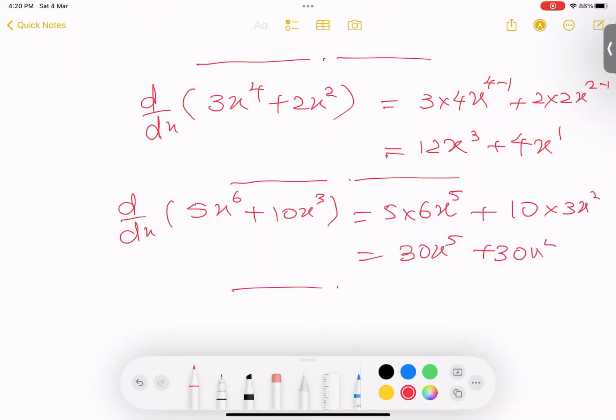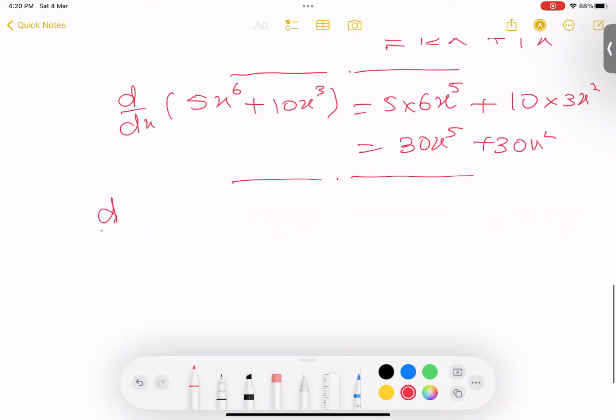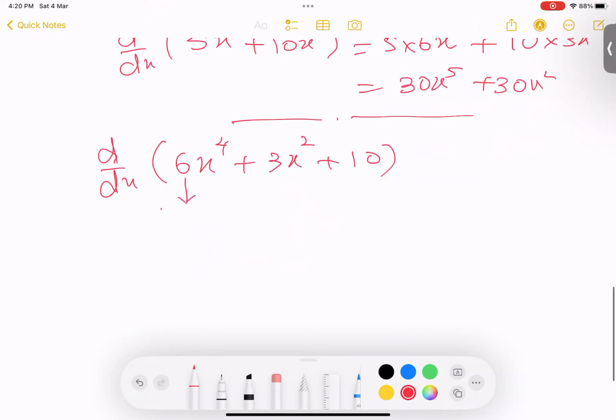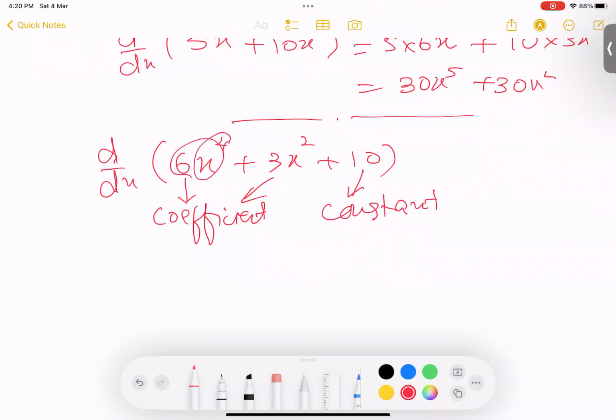Last example I'm giving you. For example, I have 6x to power 4 plus 3x to power 2 and plus 10. For your knowledge, this is a variable, but this 10 is called a constant. And for your knowledge, this is called a coefficient. How to read it? Coefficient. And this 3 is also called a coefficient, but this 10 is not called a coefficient. This is called a constant. Repeat my words: with x is called a coefficient, without x is called a constant.